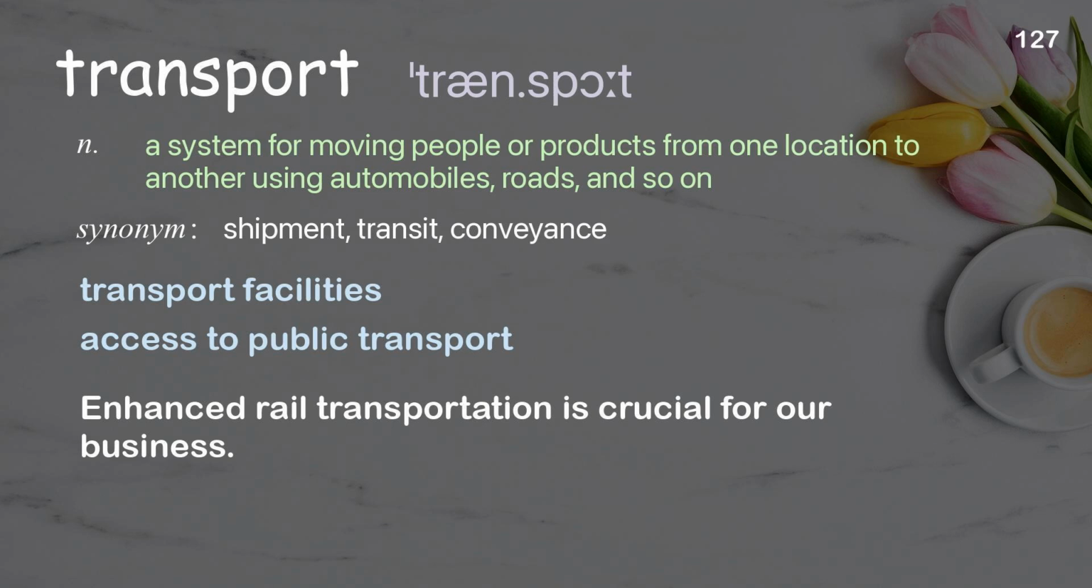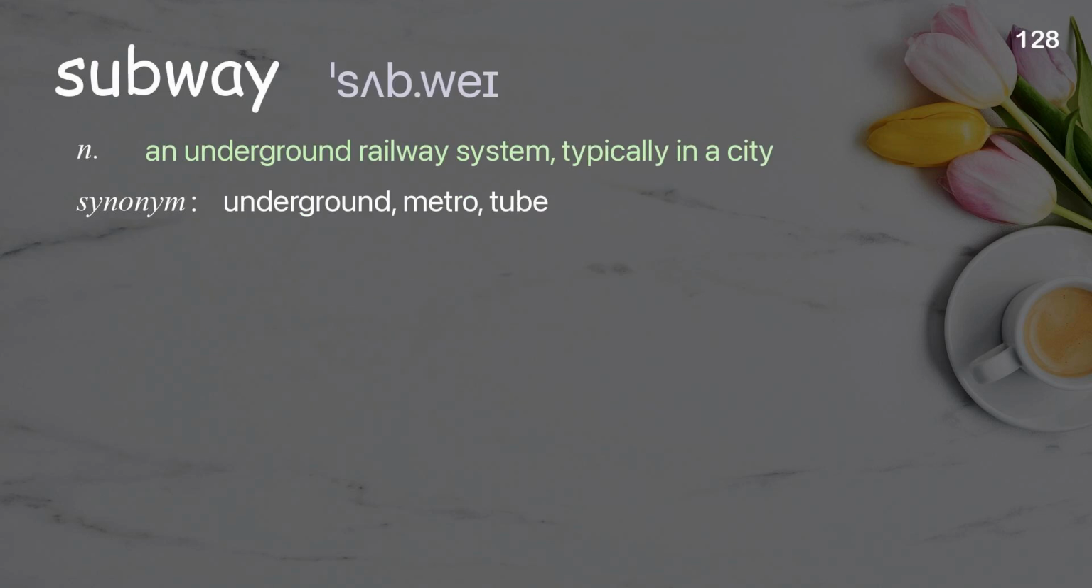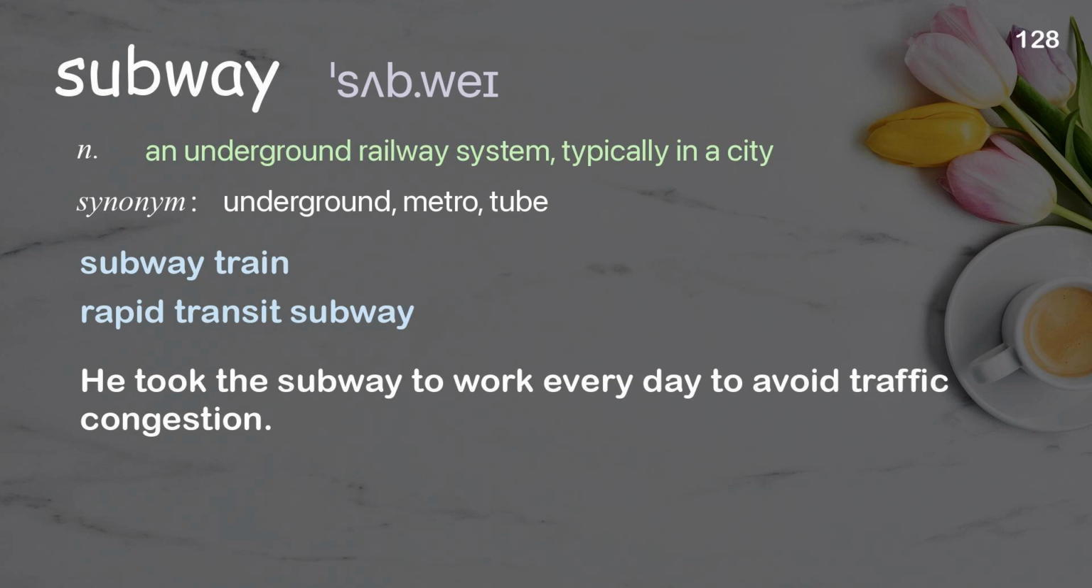Subway. An underground railway system, typically in a city. Examples: Subway train. Rapid transit subway. He took the subway to work every day to avoid traffic congestion.